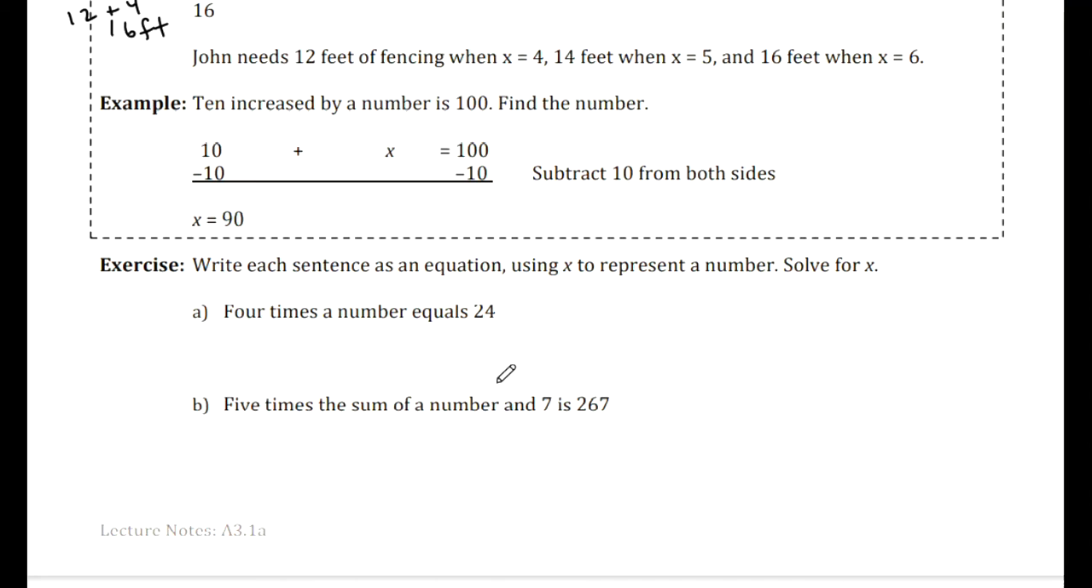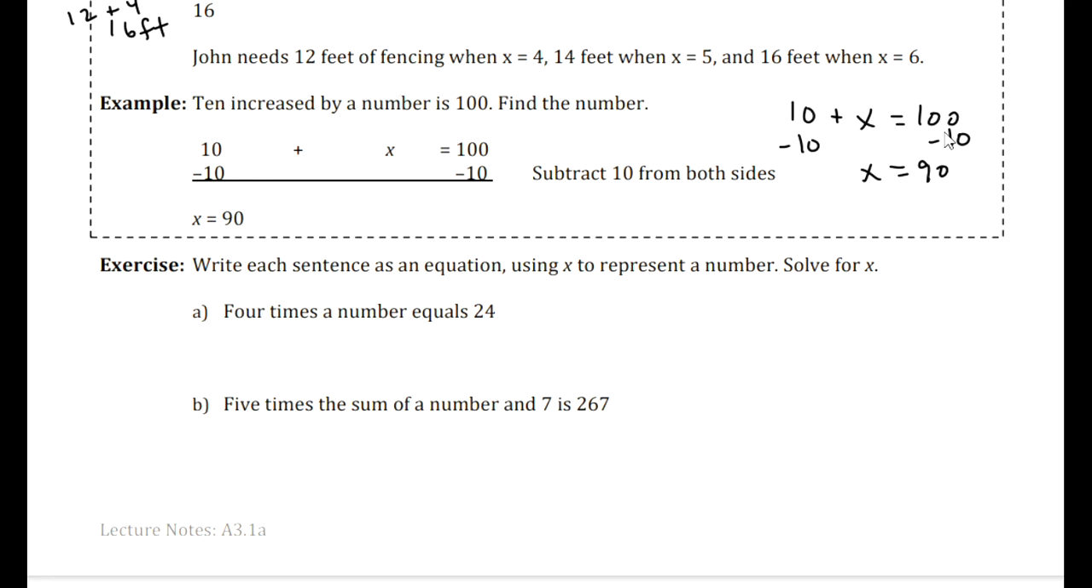In the next example, we have 10 increased by a number is 100. Find the number. So here we're going to have to write an equation and then solve the equation. So we have 10 increased by a number is, okay? So 10 increased by x is 100. So that gives us an equation we can solve. 10 plus x equals 100. So we isolate x, we move the 10 over. We have x equals 90. And that works out, right? 10 increased by 90 is 100. So we can check the answer very quickly and see that that works.